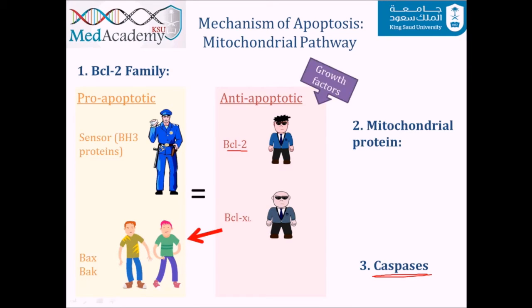Whenever there is a growth factor or something that stimulates the cell to survive, the anti-apoptotic part wins. BCL2 and BCL-XL would not affect the sensor, but would affect BAX and BAK. And then, on the other hand, whenever you have something to induce apoptosis, like all of the causes that we talked about in the previous slide, the sensor is going to do its own work.